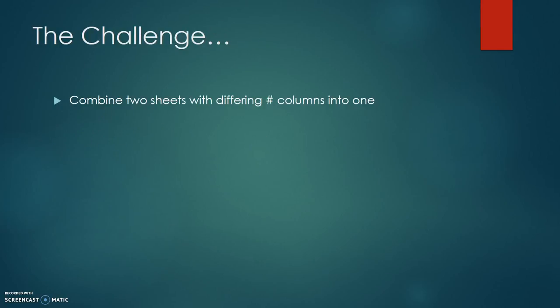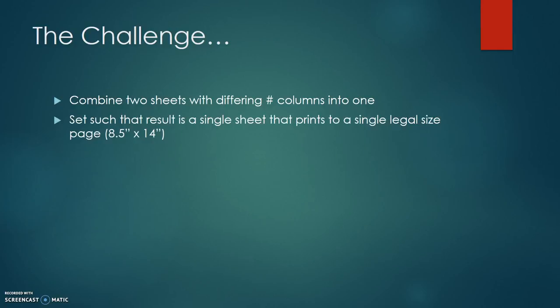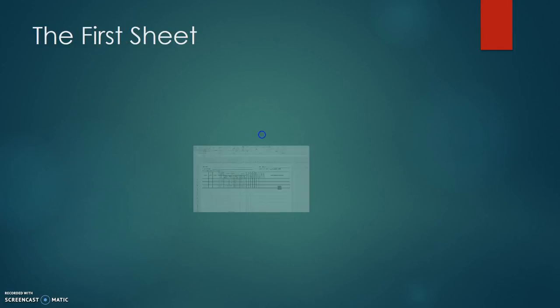So here's our challenge. We want to combine two separate sheets that I was provided with a different number of columns into a single sheet. We're also going to set it such the result is a single sheet that prints onto a single legal page, which is 8.5 by 14. So here's the first sheet.